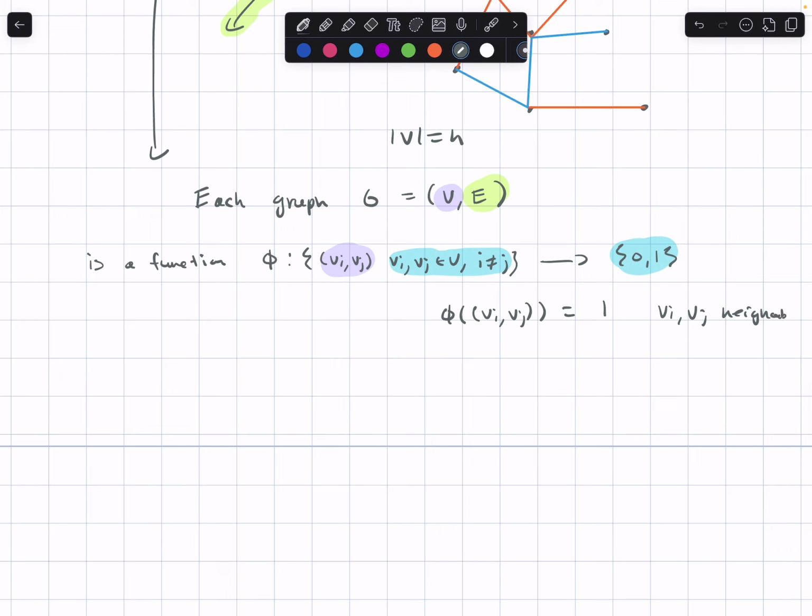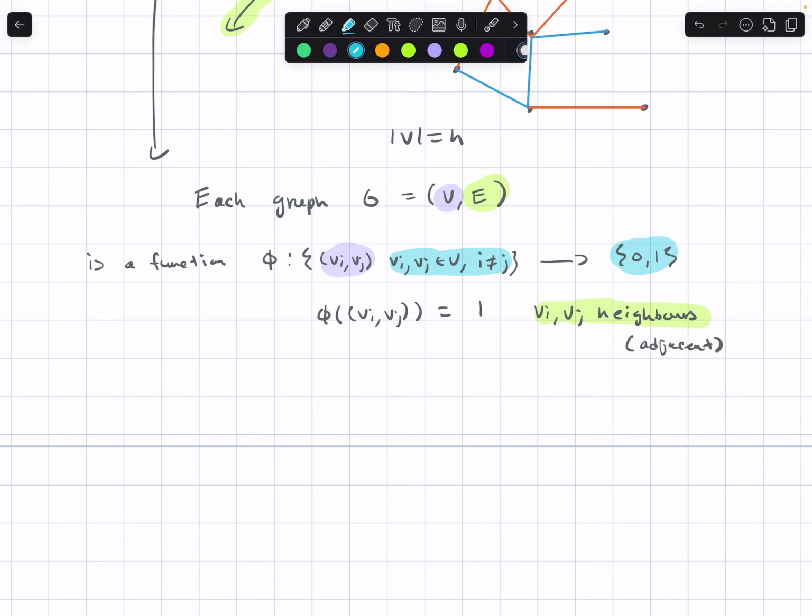Hold on. I swear I can spell neighbors. V_i, V_j are neighbours. I think there's a U. The idea is that they will be adjacent. We'll say adjacent. I can definitely spell adjacent.